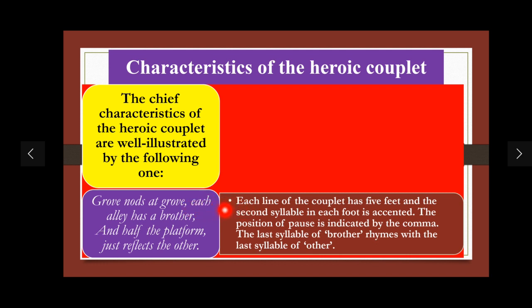So you can see the heroic couplet, and in each line we have 5 feet and 10 syllables, and the pattern is unstressed and stressed. And these two lines rhyme together. You can see brother and other. Now each line of the couplet has 5 feet, and the second syllable in each foot is accented. The position of the pause is indicated by the comma. The last syllable of brother rhymes with the last syllable of other.